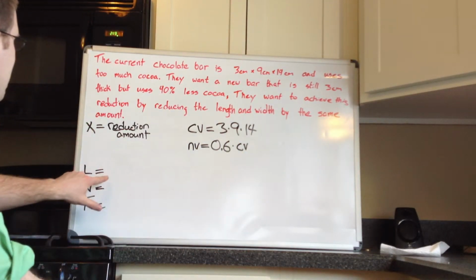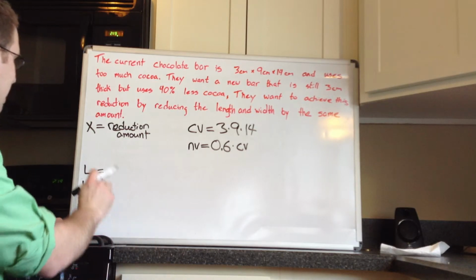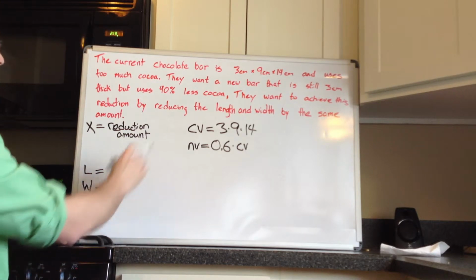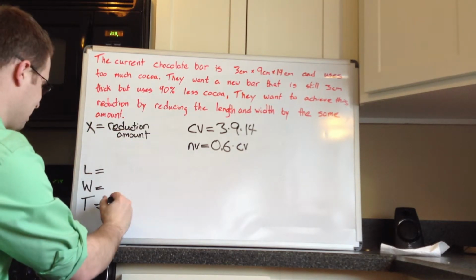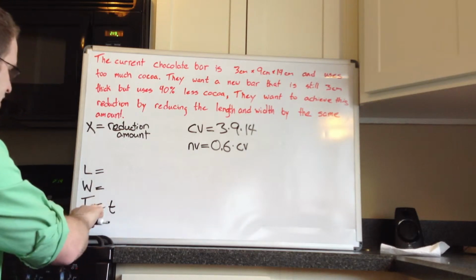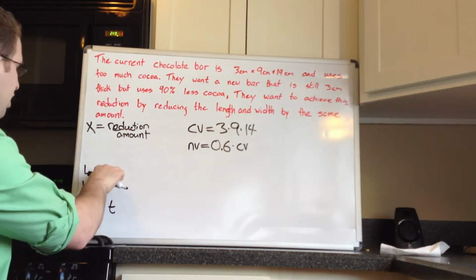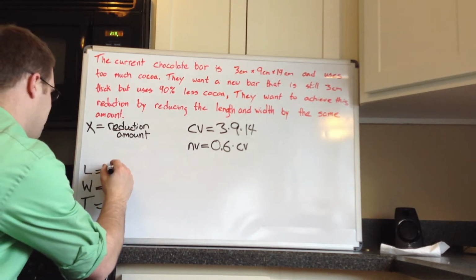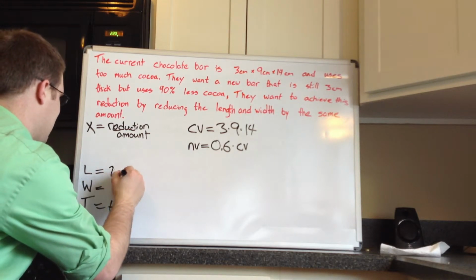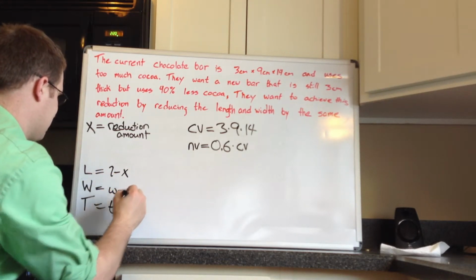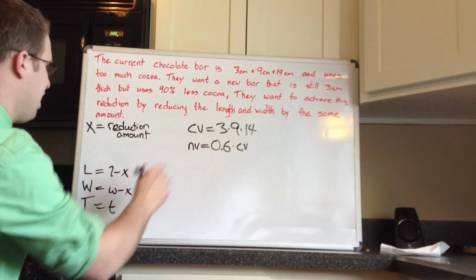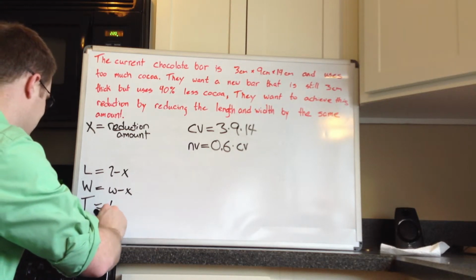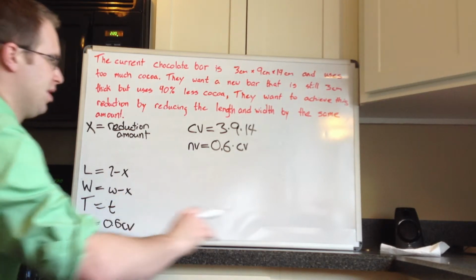Okay, so now, what is the new length going to be? I'll do a lowercase l for the old length, a lowercase w for the old width, and a lowercase t for the old thickness. Well, we know the thickness is going to stay the same, so the new thickness will be the same as the old thickness. The length and width are both going to be reduced by x. They're both going to be reduced by the same amount. So we're going to do L minus X, and here we'll do W minus X. And we know the new volume is going to be 0.6 times the current volume. So NV equals 0.6 times the current volume.